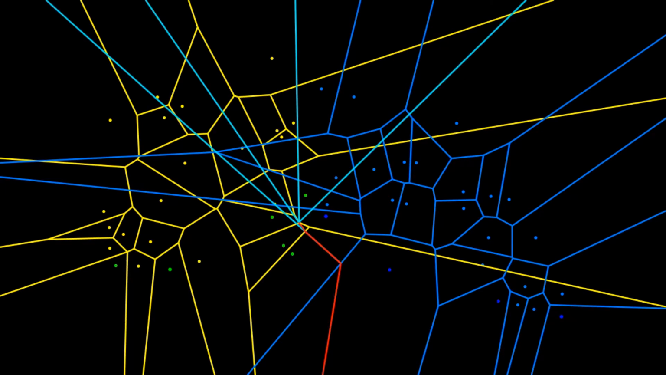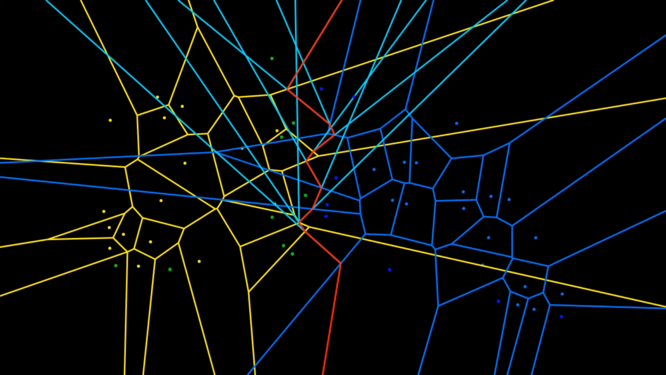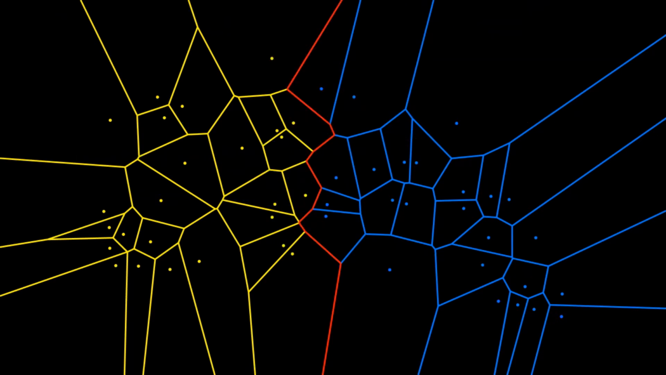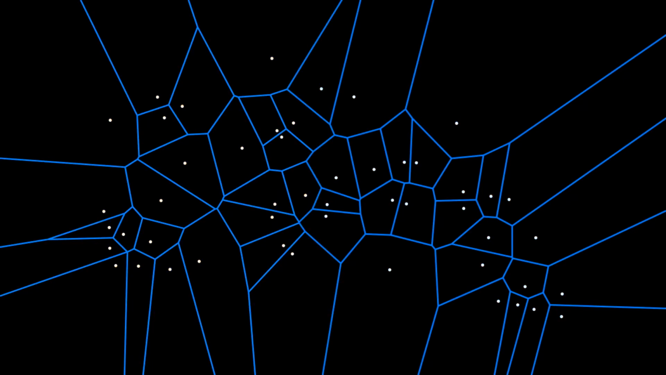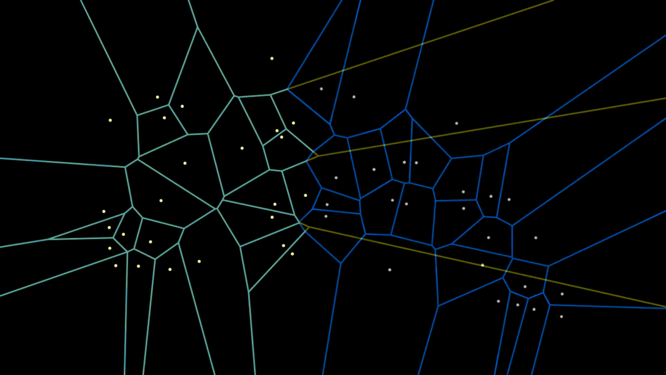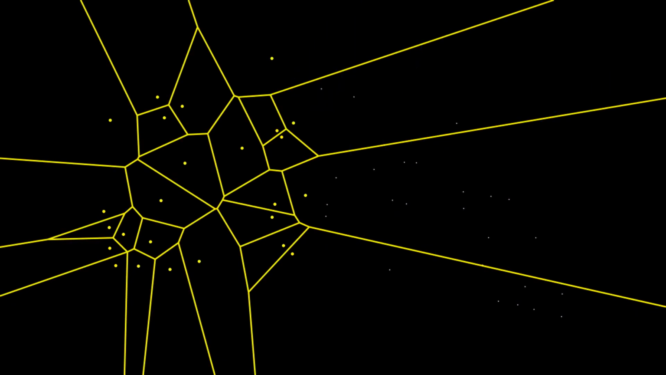We can now merge the two halves together by stitching together a new set of edges, shown here in red, and then trimming away the overlapping edges. Behold the fully merged diagram. But how did we construct either of the two halves that we merged together?